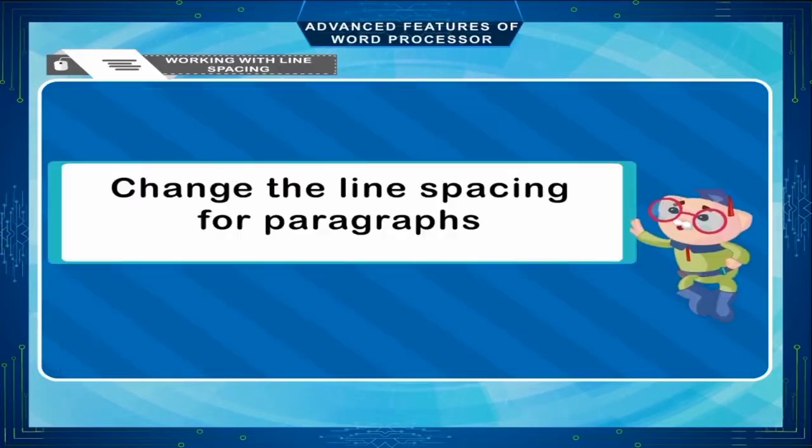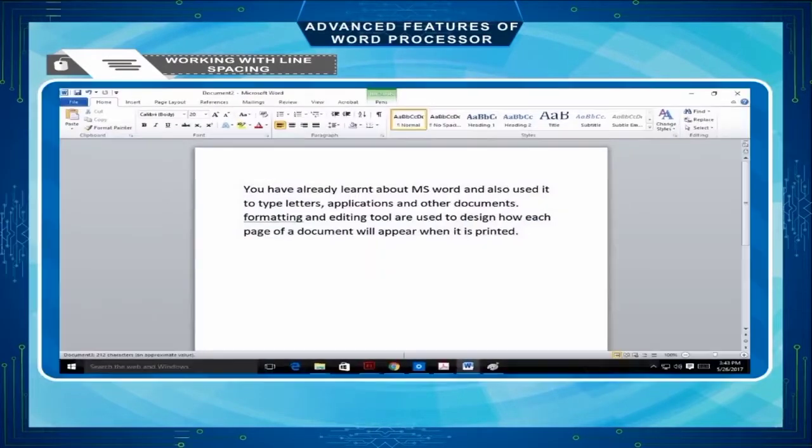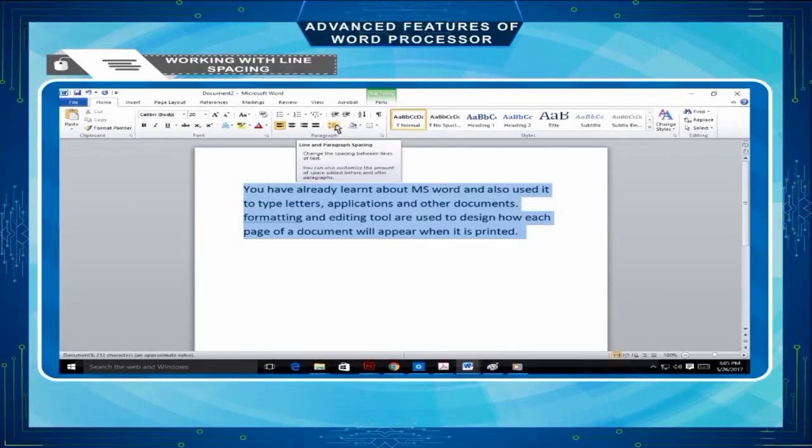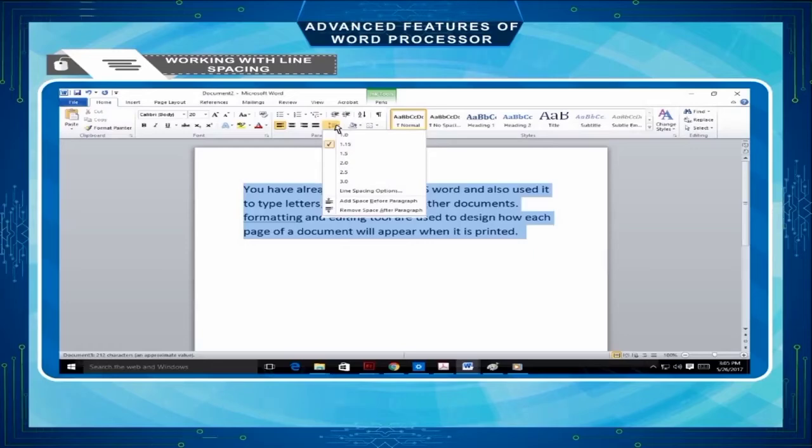Change the line spacing for paragraphs. Select the paragraphs for which you want to change the line spacing. On the Home tab in Paragraph group, click on Line and Paragraph Spacing. Click on Line Spacing Options and select the option you want under Spacing.